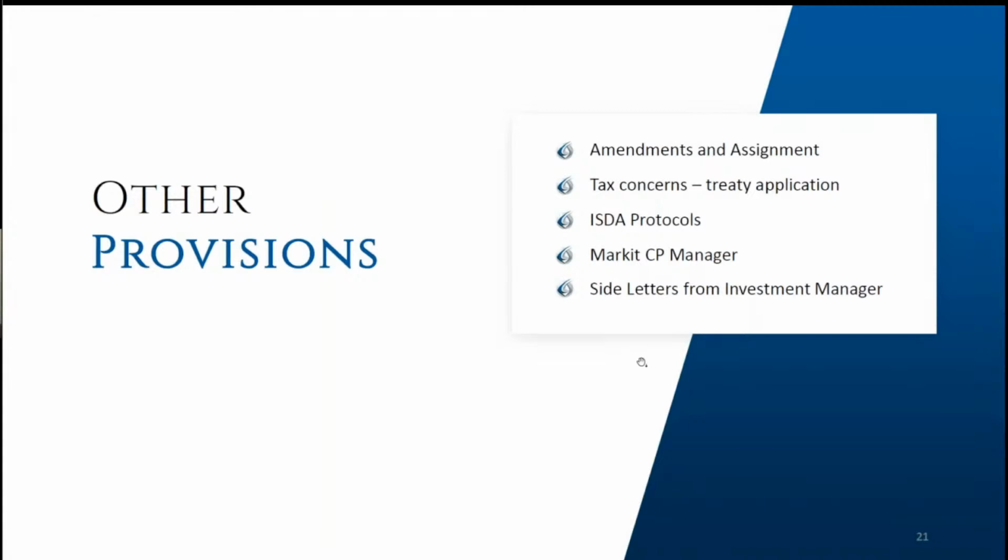Some of the other provisions that come up: amendments and assignment. Sometimes banks will throw in that they can amend or assign the agreement to their affiliates without consent. Those should be taken out. There are some tax concerns. Is there any possibility for treaty application? Can you get a reduced rate of withholding? So you want to try and cover those off if there's any benefits to be had there.